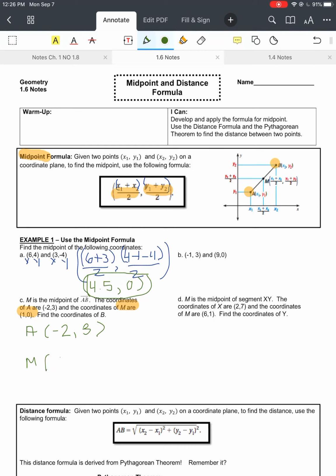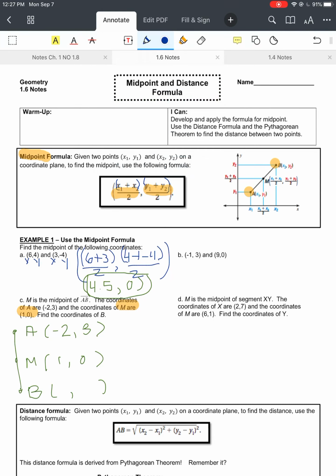M is in the middle, it's the midpoint, and M is (1, 0). I'm trying to find B, so I'm going to put B down here. Again, M has to be in the middle. That's the middle between A and B. So if you think of this as a segment, you've got point A, point M, point B. M is in between, or in the middle.